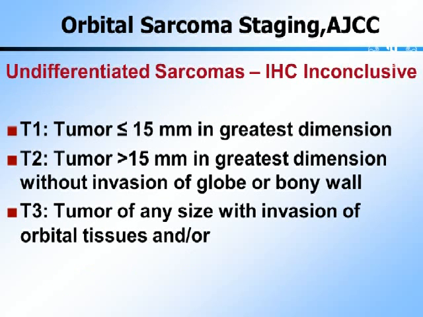Now finally, after the whole panel of immunohistochemical stains, if we are unable to diagnose many of the tumors, we say it is an undifferentiated or a poorly differentiated malignant mesenchymal tumor. We are unable to classify it. However, we should still try and grade it so that they can be given radiotherapy or chemotherapy, and this is based on the recent AJCC staging, which is based mainly on the size of the tumors. And the cutoff is 15 millimeters between T1 and T2.